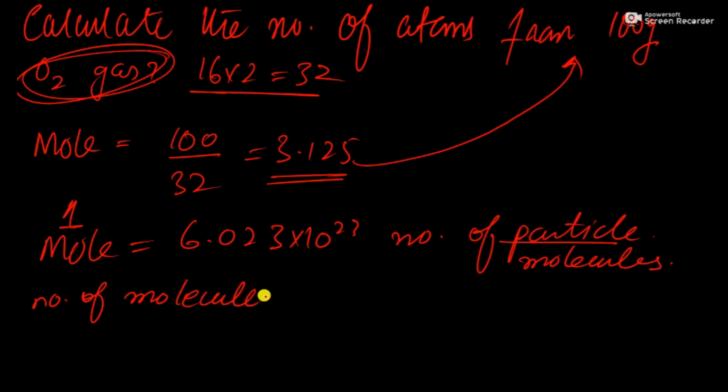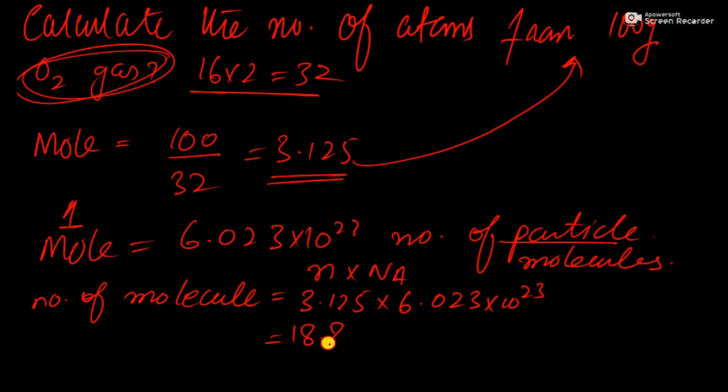What we have to do is quite simple. We just have to multiply moles with Avogadro number. We have 3.125 moles, and we multiply it by 6.023 times 10 raised to power 23. If you multiply 3.125 into 6.023, you will get 18.82 into 10 to the power 23 number of molecules.